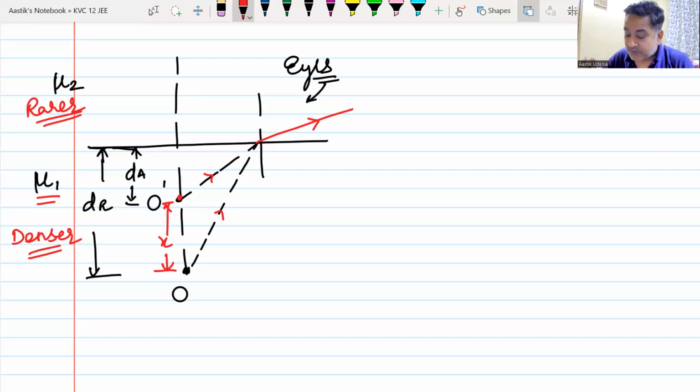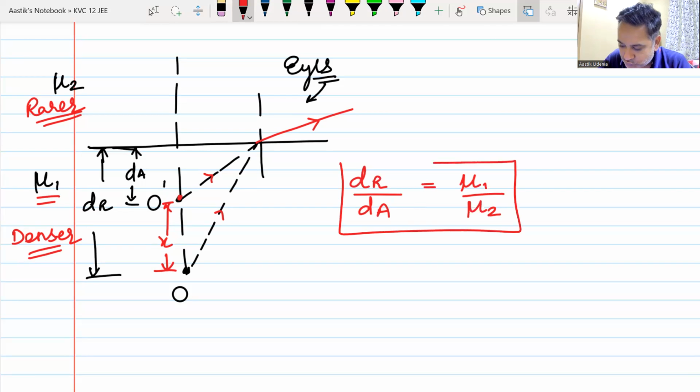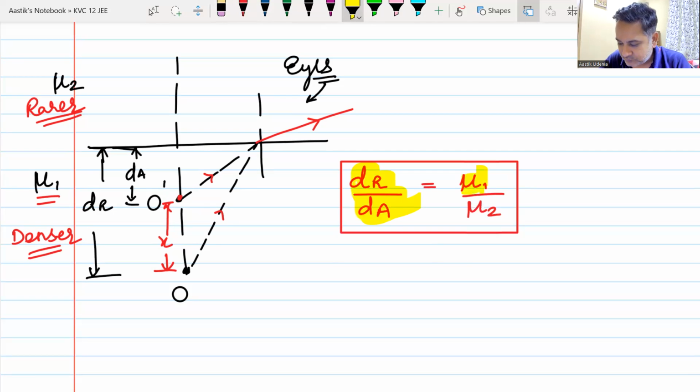Yes, sir. Okay, so you now need to remember this relation: dr by dA is equal to mu 1 divided by mu 2. That is the relation that you should remember, my dear friends. That's all that matters. Real depth divided by apparent depth is equal to mu 1 divided by mu 2.